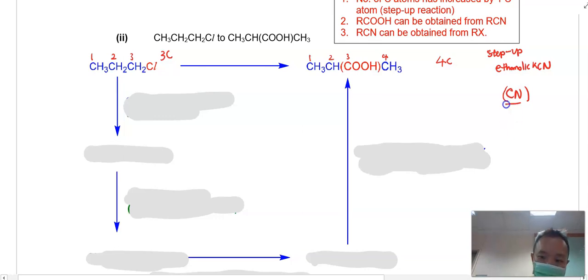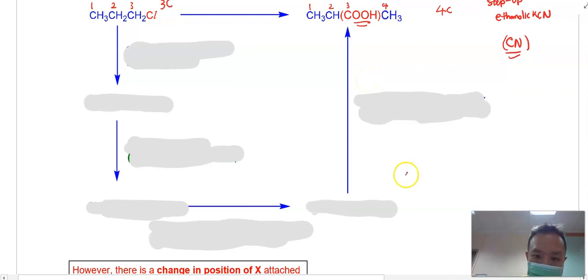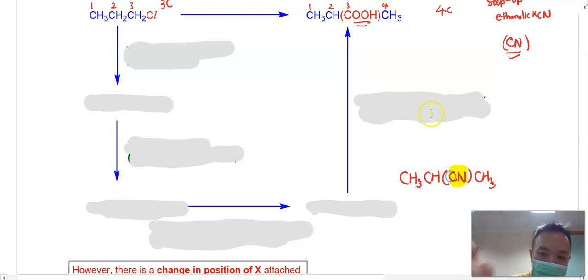And I know that the CN group can be easily converted to COOH. So let's, for example, think backwards from this compound. We will have a compound that looks something like this, CH3CH(CN)CH3, because the CN here can be easily converted to COOH via acidic hydrolysis. Now the question is, how can I get this CN? To get this CN, it will mean that I must have a Cl or a Br halogen on carbon number 2, right?